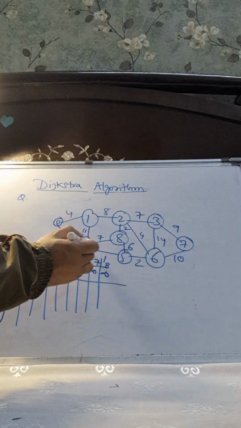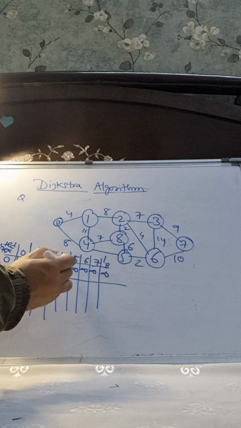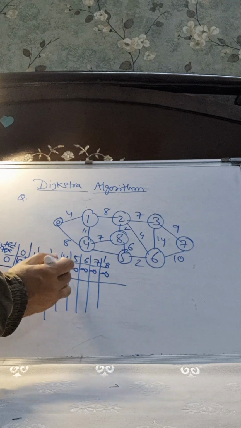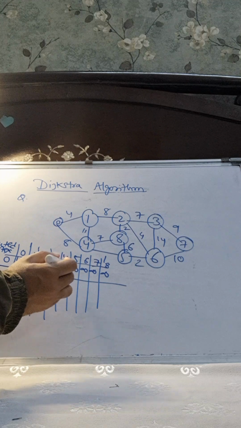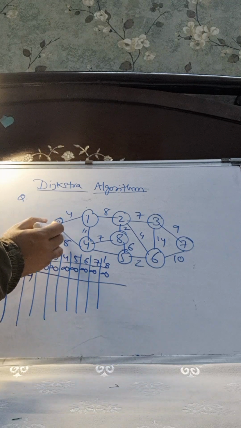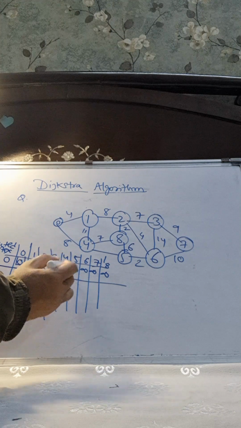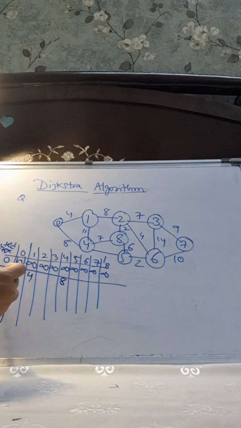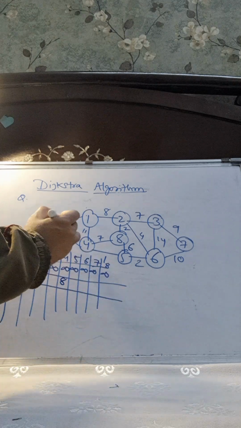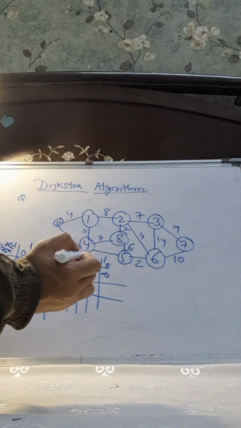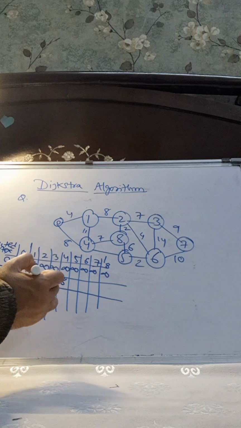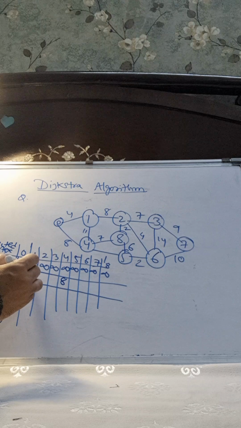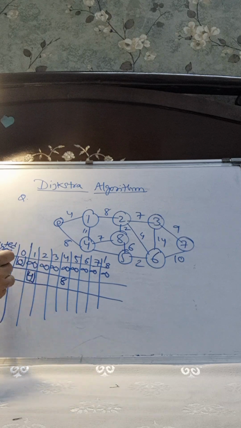Similarly, from 0 we can go to 4. Right now the cost of reaching 4 is infinity, but the new cost will be 0 plus 8. So 8 is less than infinity, so we will update the cost of reaching 4 as 8. Now no other vertex can be reached directly from 0. So out of these two, which one is minimum? So 4 is minimum. So in the next step we will select vertex 1.